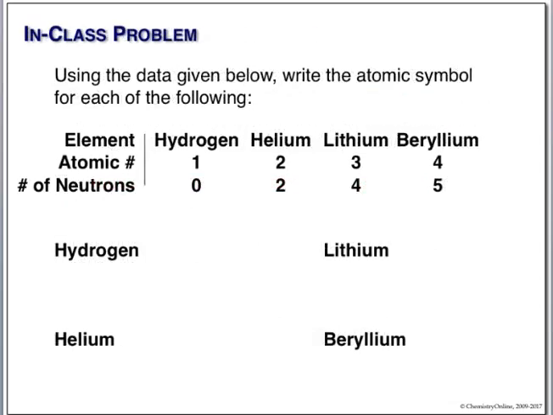Let's go ahead and just do some quick problems here. Go ahead and write an atomic symbol for hydrogen. I will tell you hydrogen has 1 proton, that's its atomic number, and it has no neutrons. So our symbol is going to be H. Our mass number is simply the sum of protons and neutrons. That's 1. And the atomic number, that's the number of protons, is also 1. So we would write it this way.